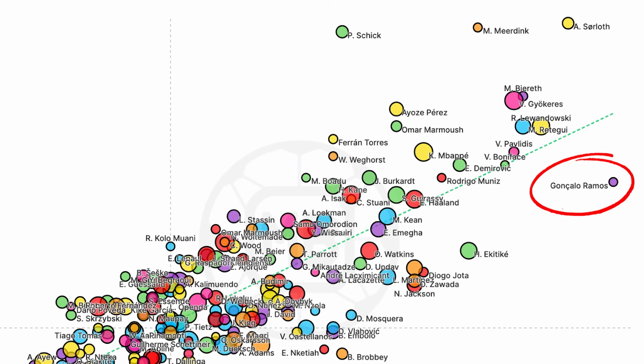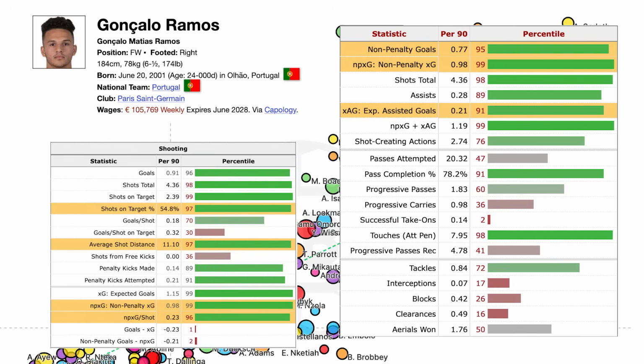Goncalo Ramos does rank very highly for his non-penalty xG, but was one of the biggest non-penalty xG underperformers alongside Hugo Ekitike. Considering he only played just over 1,100 minutes and picked up a decent amount of goals coming off the bench for PSG, I think it's fair to say that his data is a bit skewed, and so you'd have to consider that non-penalty xG rate inflated.